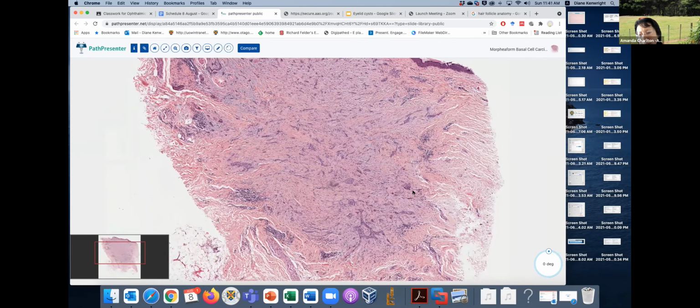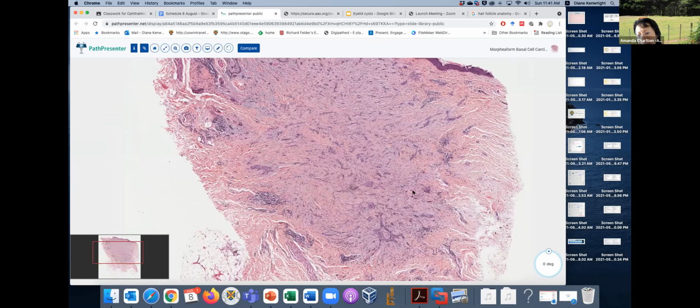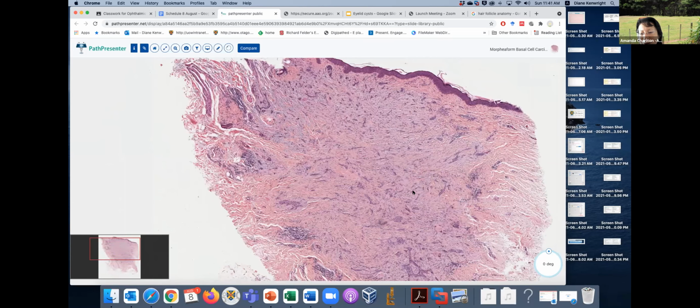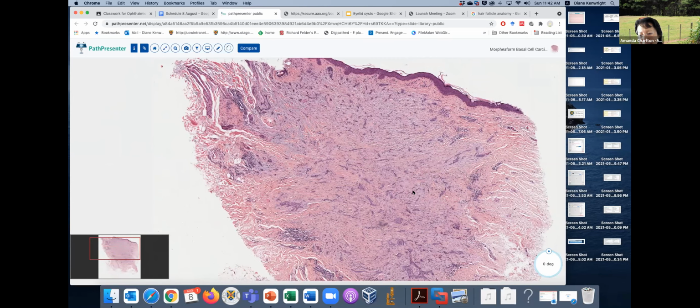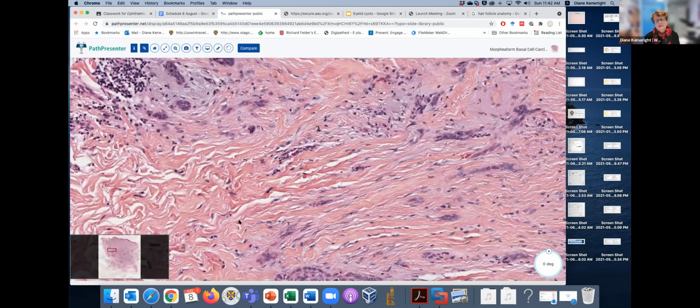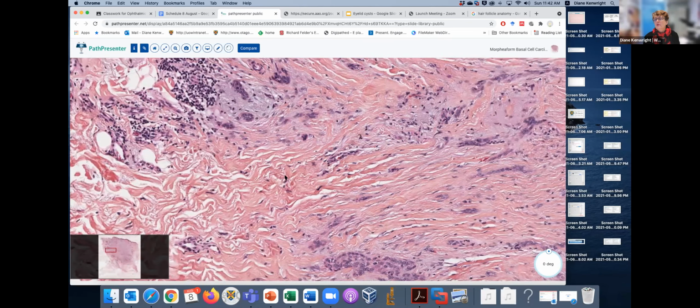So, Diane, you said that there was collagen in between these infiltrating tendrils of basaloid epithelioid cells, but I thought the dermis was made of collagen anyway. So what's special about it? Yes, so here we go. This is the normal dermis collagen. It's widely spaced and it's very, very wiggly.